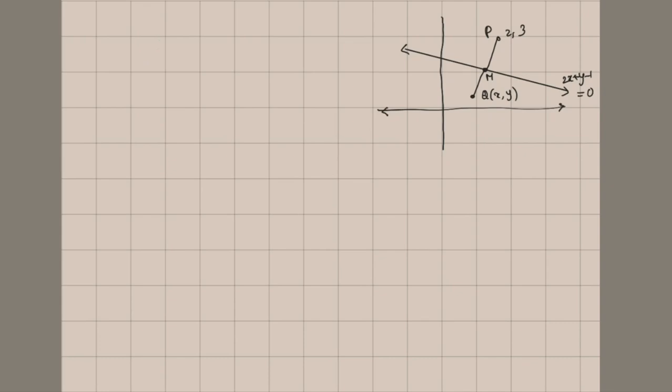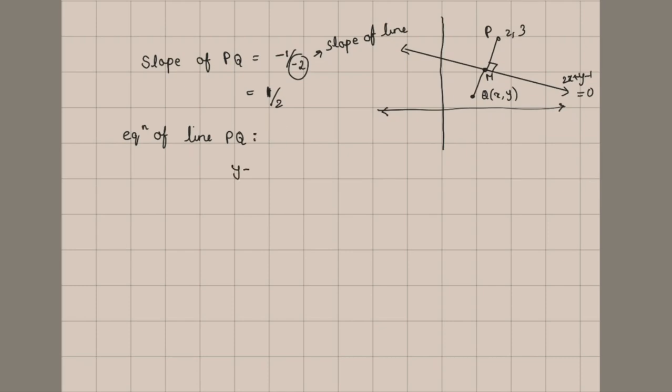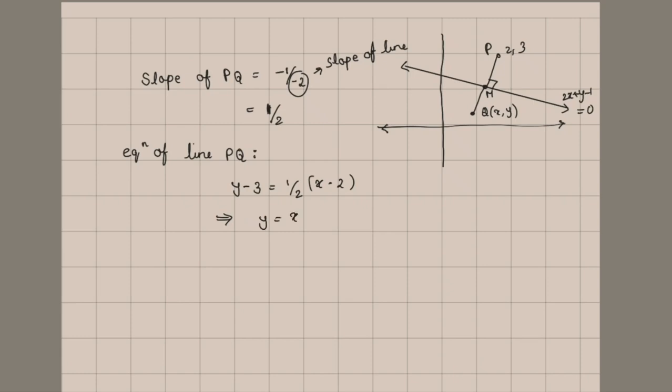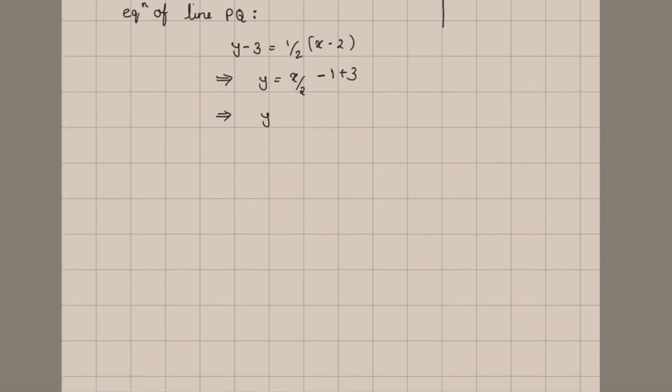So what is the slope of PQ here? It equals -1 by -2, since the product of the slopes of these two should give -1, which gives 1/2. The slope of PQ is 1/2, and we know a point, so we got the equation of line PQ, which is y - 3 = (1/2)(x - 2), which gives y = x/2 - 1 + 3, that is y = x/2 + 2. This is the equation of PQ.